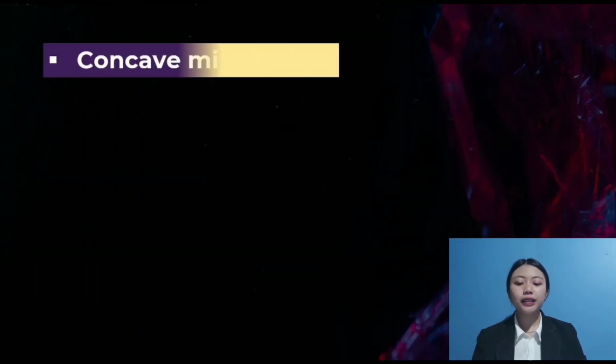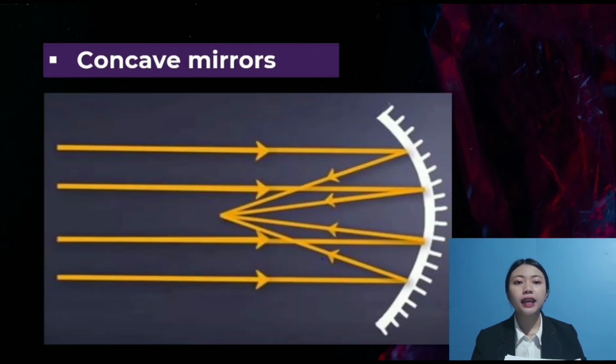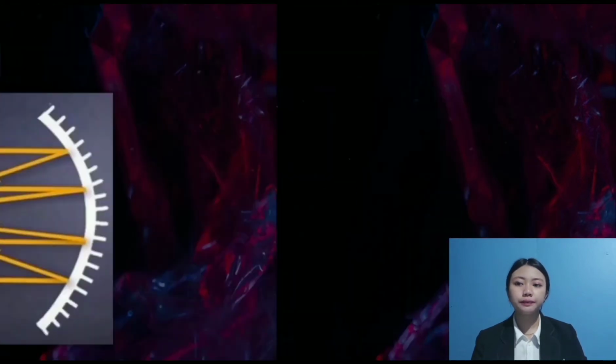Okay, so concave mirrors. These are the spherical mirrors that are curved inward, and the images obtained from these mirrors depend on the location or the placement of the object. Now let's see what will happen if we blast a parallel beam of light in a concave mirror. The concave mirror converges the light rays to a single point. That's why concave mirrors are converging mirrors.